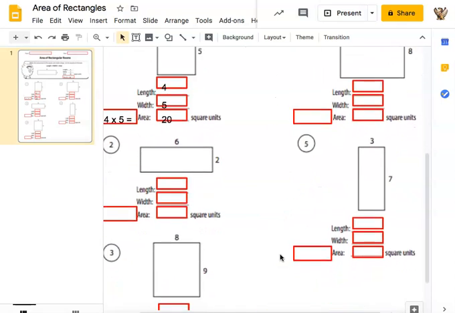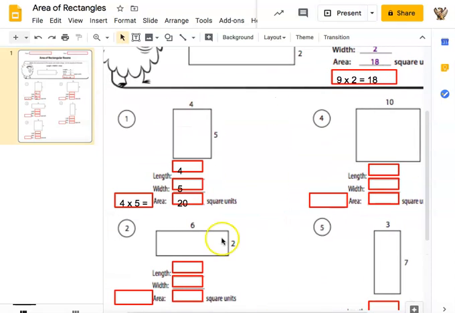Just put your answers in, and again, don't forget to put your multiplication problem here.